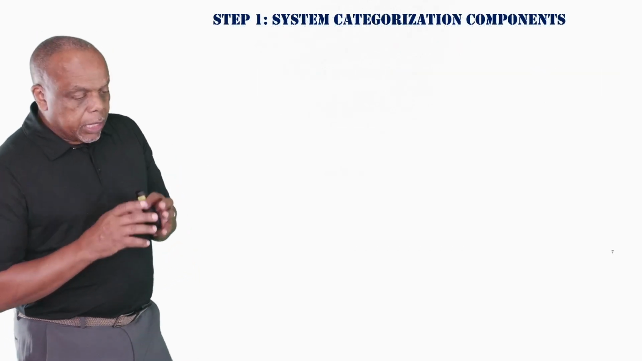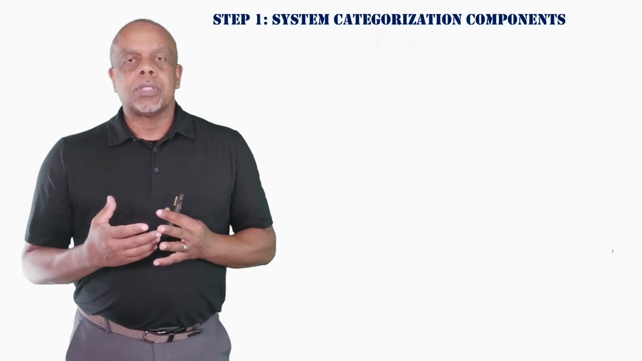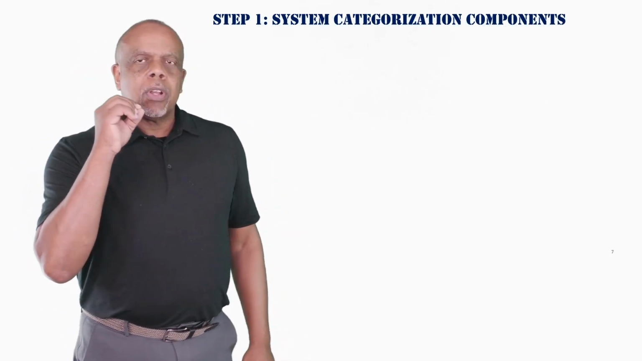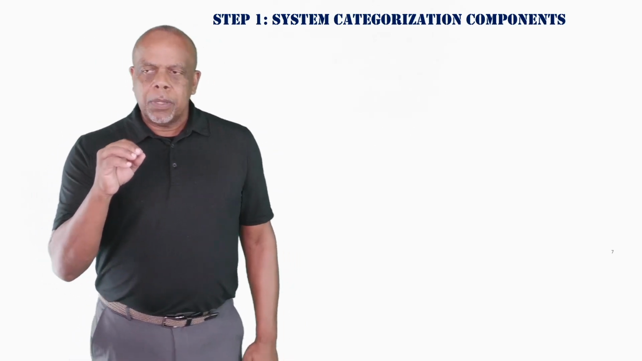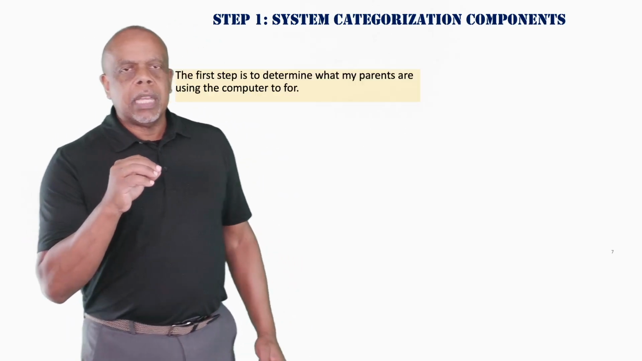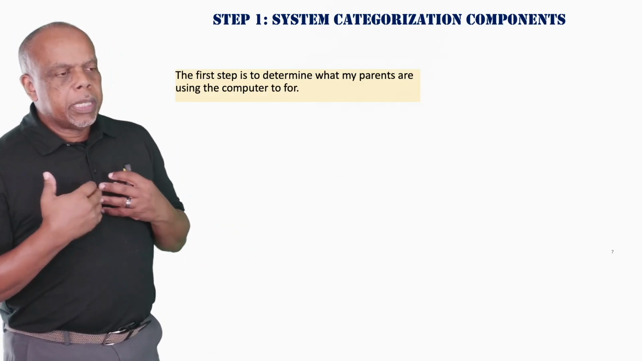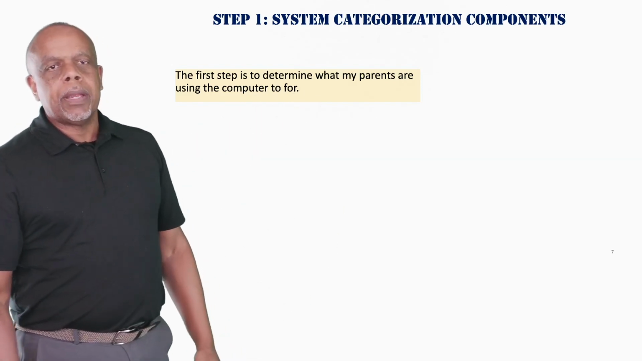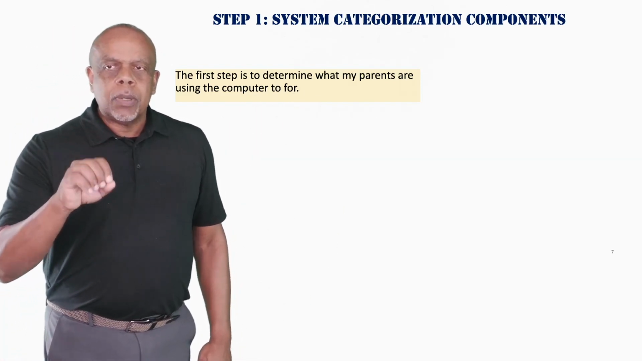So when we think risk management framework, step one is system categorization. Before I can even start thinking about any type of risk with my parents' computer, I have to first start understanding what it is that my parents want to use the computer for. They want me to get them a new computer, so this is where I'm going to start. First step, I need to determine what my parents are going to use that computer for. What is the information? Not so much the computer itself.